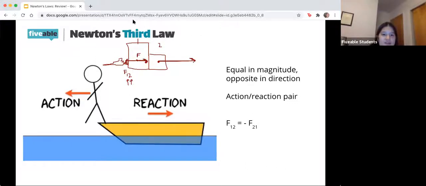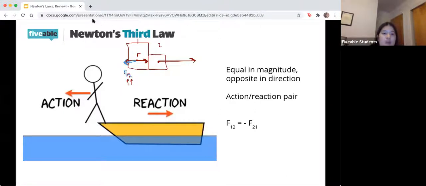This is getting messy fast. Let me first erase the hand. That is the worst hand I've ever drawn. All right, the one on the left, this is F12. Sorry if that wasn't clear. Drawing with the computer mouse pad is hard. All right, and then F can stay.